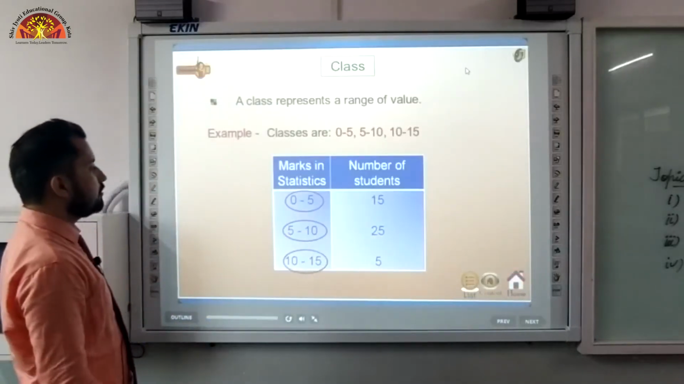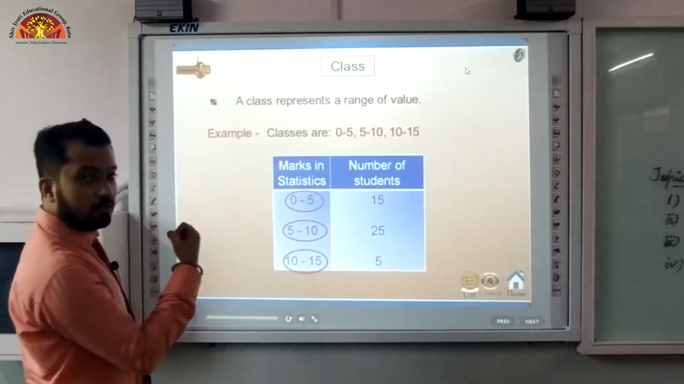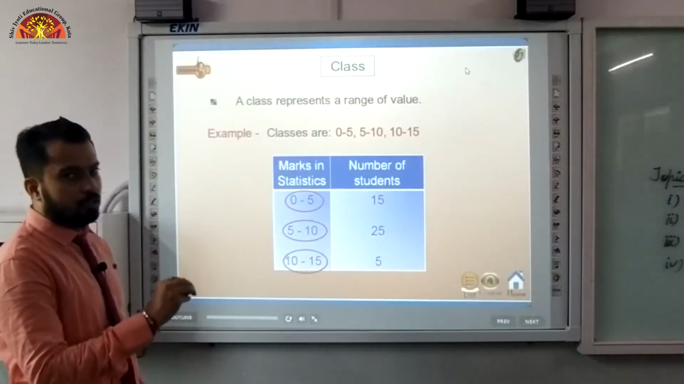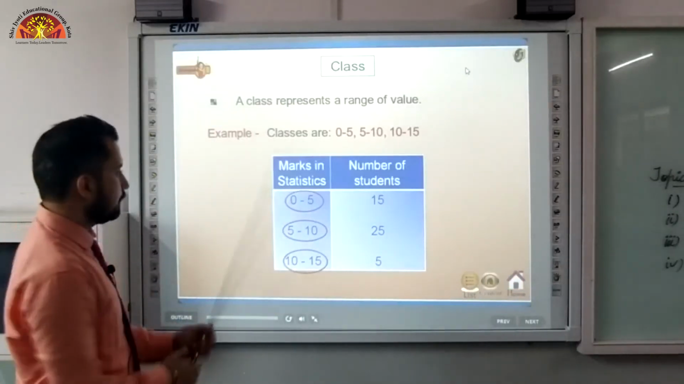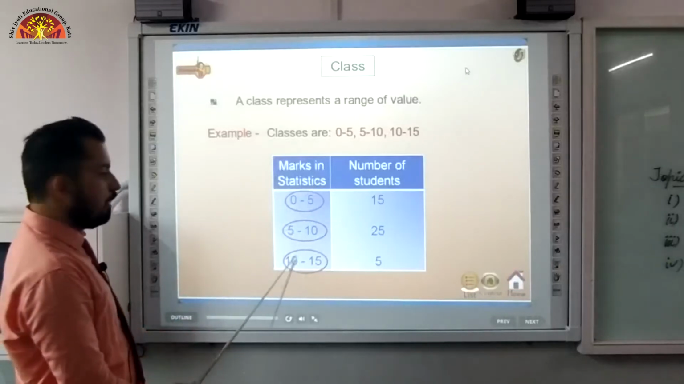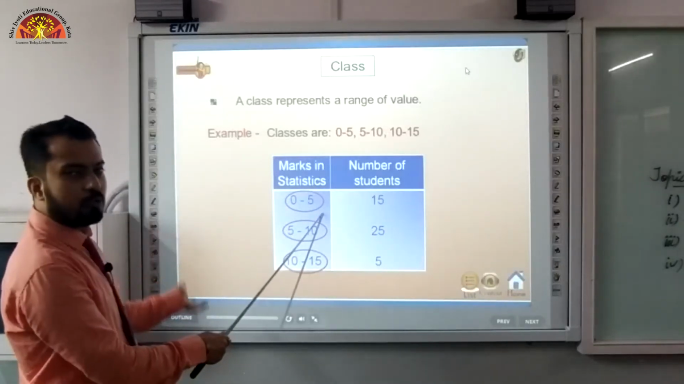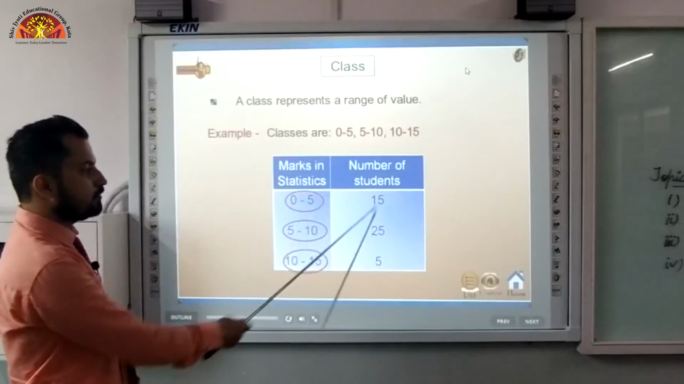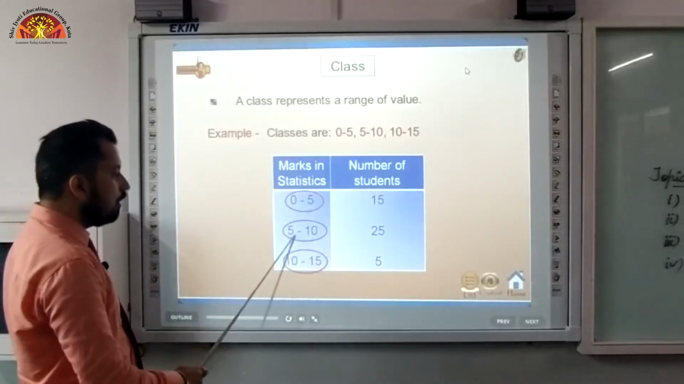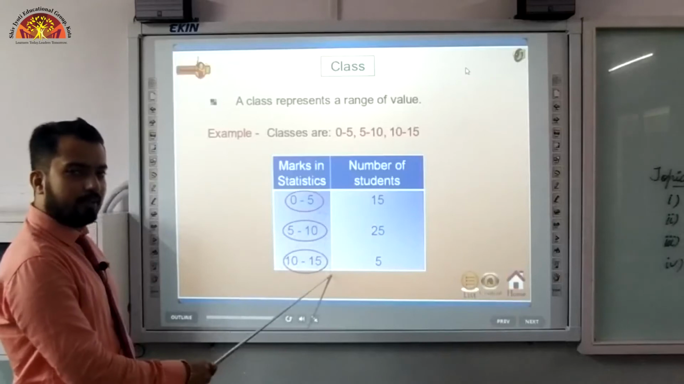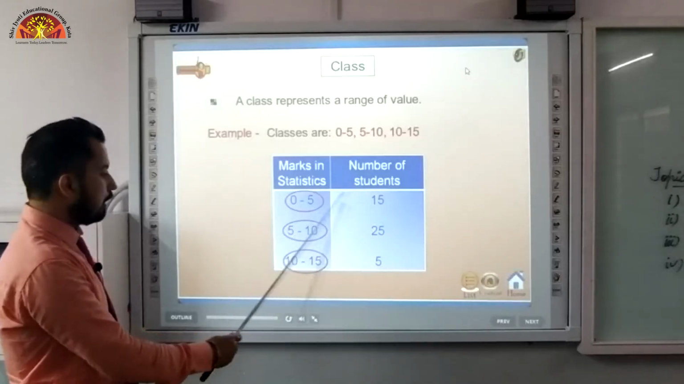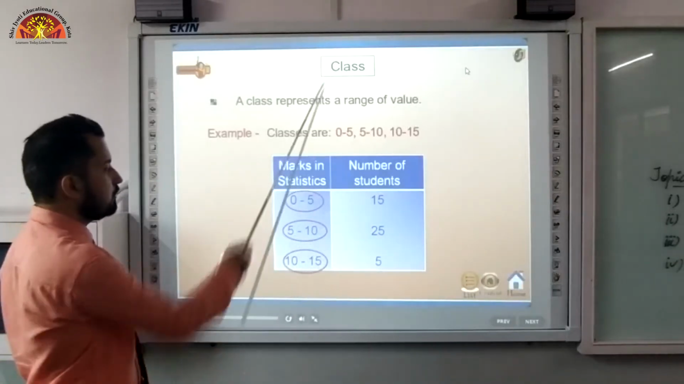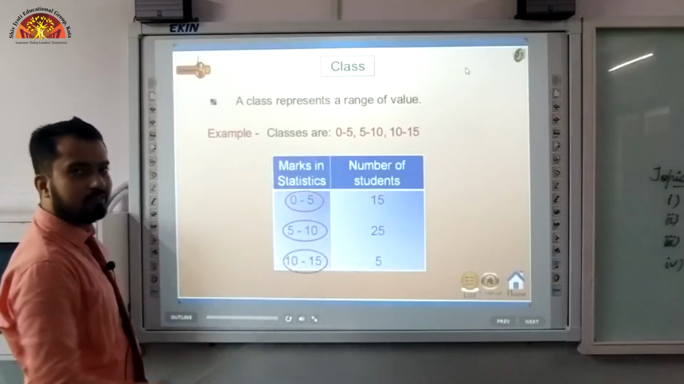Next comes class. What is meant by class? Whenever we convert the data into classes or into a continuous series, obviously it will be in the form of classes or groups. As you can see, marks of statistics are given. Marks are 0 to 5. Those students who get marks between 0 and 5, their number is 15. Some students will have marks between 5 to 10, so they are 25, and those who got marks between 10 to 15 are 5. So this is the type of class. These that you see in the circle are the classes.